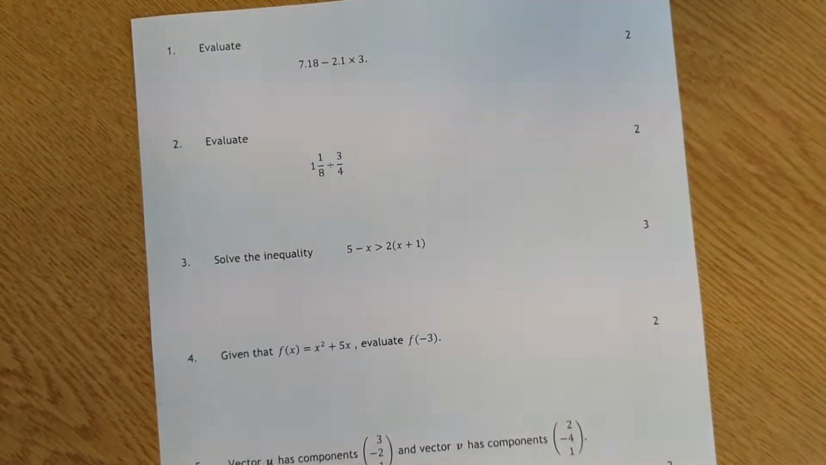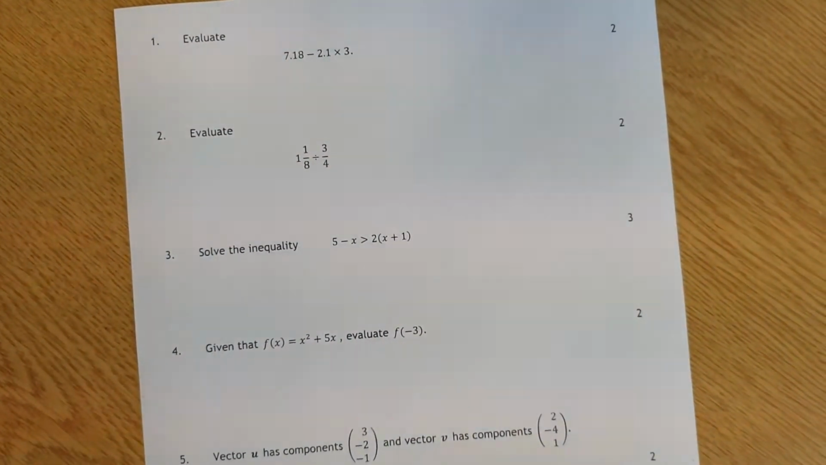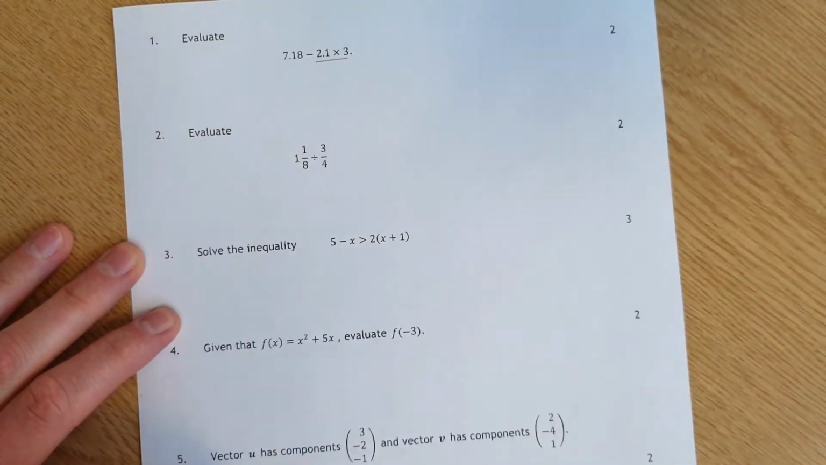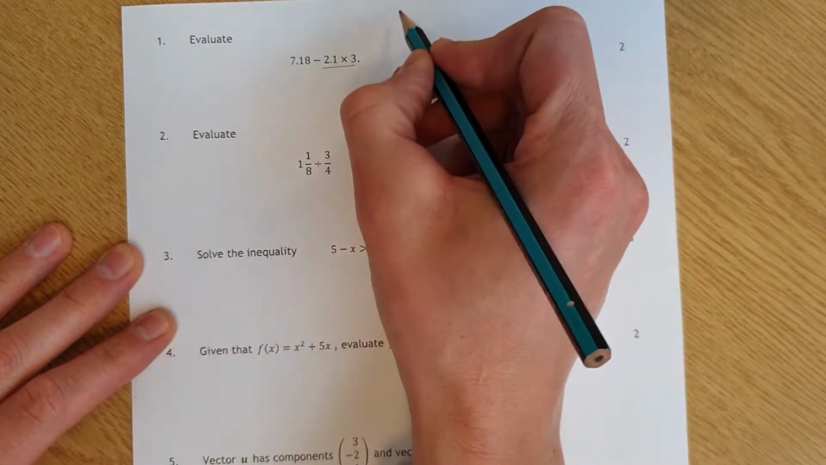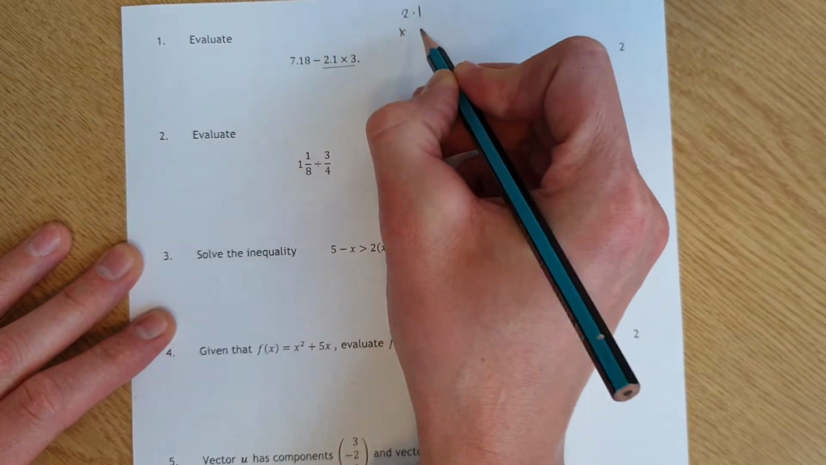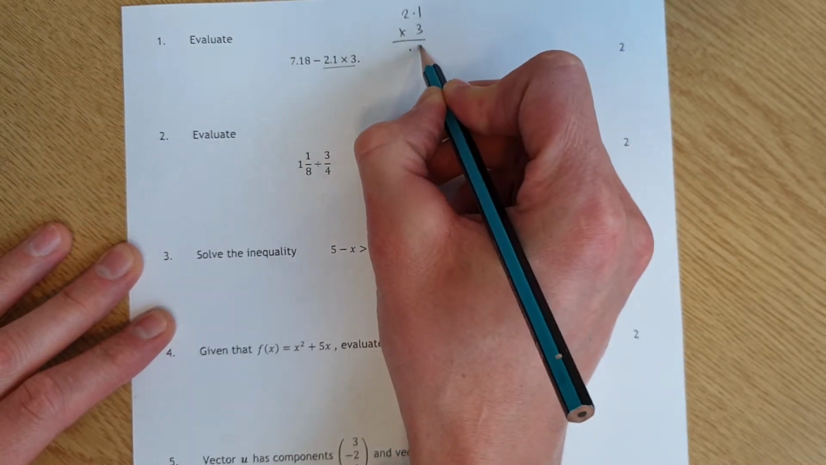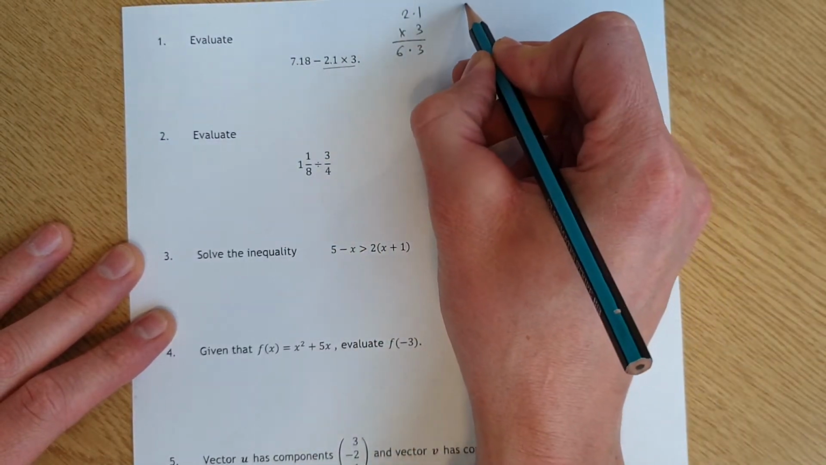We've got subtraction and we've got multiplication, so we have to carry out our multiplication first. So we're going to do 2.1 times 3 to begin with. Now most of you can probably do this in your heads, no bother, but it's better to write it down anyway, just to be on the safe side.